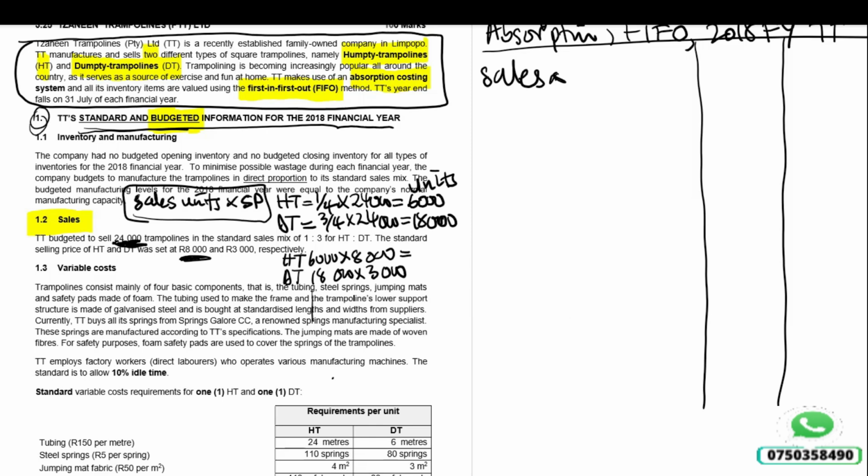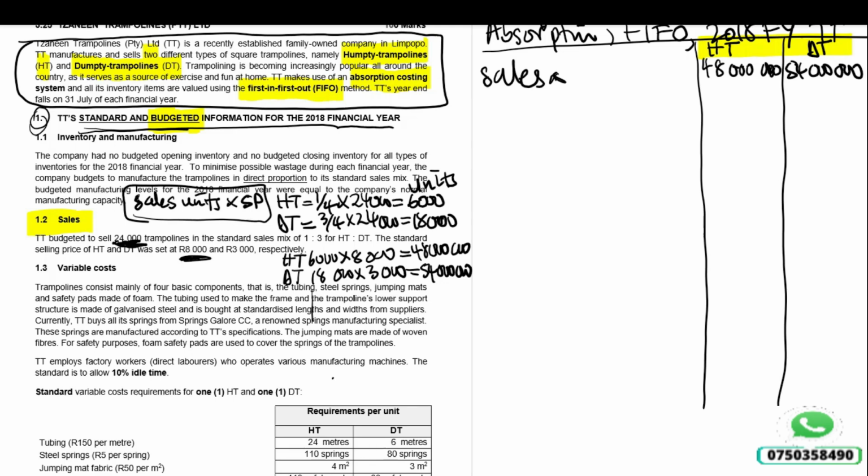So I'll say 6,000 times 8,000, which is going to give me 48 million. And this one is going to give me 54 million. This 48 is for HT, and this is for DT. You need to label that. For HT and DT, my sales is 48 million and 54 million.